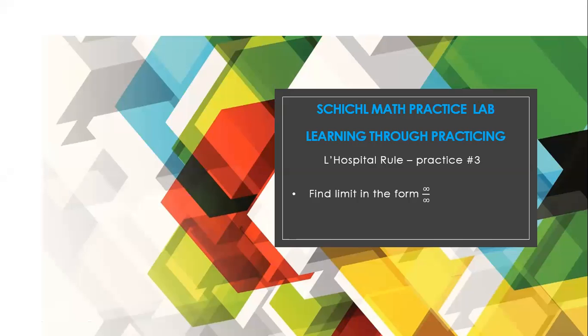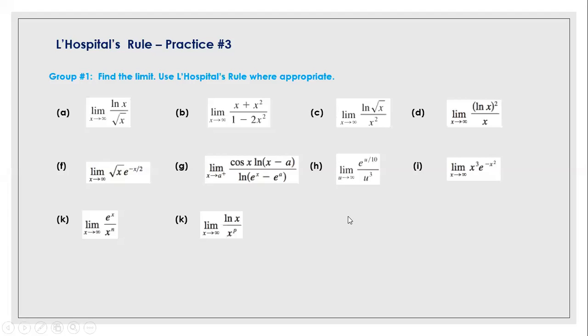In this part, we still continue working on the form infinity over infinity. Just to refresh your memory, those are the 10 problems we will try to practice on. From part 1, we finished 5 of them, so here we're going to start problem number G.